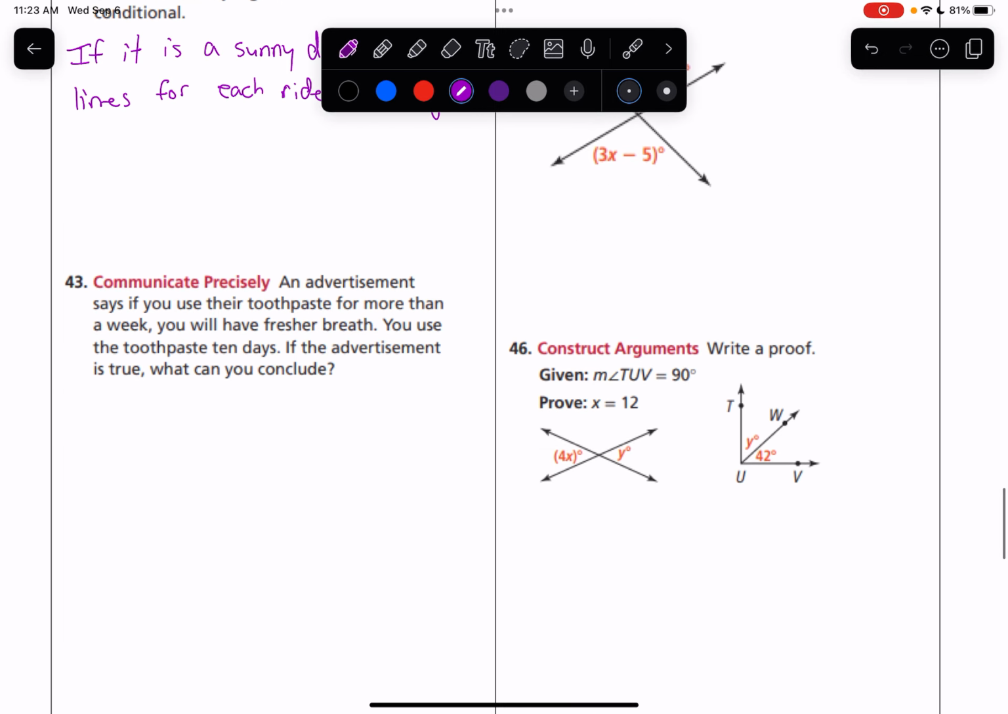Number 43, an advertisement says, if you use their toothpaste for more than a week, you will have fresh breath. You use the toothpaste 10 days. If the advertisement is true, what can you conclude? Well, we have information that makes the hypothesis true. We've used the toothpaste for more than a week. So based on the law of detachment, we can conclude that the conclusion is true. You will have fresh breath. And that's all there is to it.